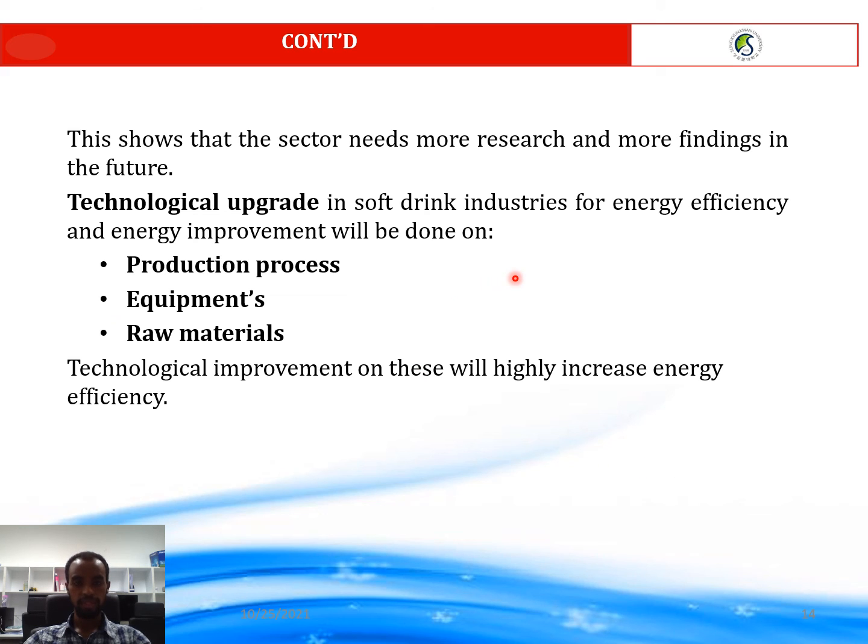This shows the sector needs more research, and more findings must be done in the future. A technological upgrade in the soft drink industry for energy efficiency and energy improvement can be done on the production process of soft drink equipment. We can also improve the quality of the equipment that we are using, and technologically upgrade the raw materials. So technological improvement on this will help increase energy efficiency as a whole.